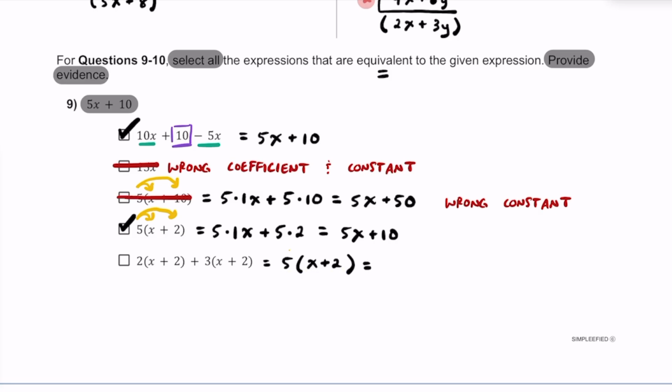So if we go ahead and distribute just like we did in the last expression, you're going to notice this equals 5x plus 10, which is the same exact expression. So this one is going to be equivalent as well. All right, so we have 3 different expressions here that were equivalent to the original given one.